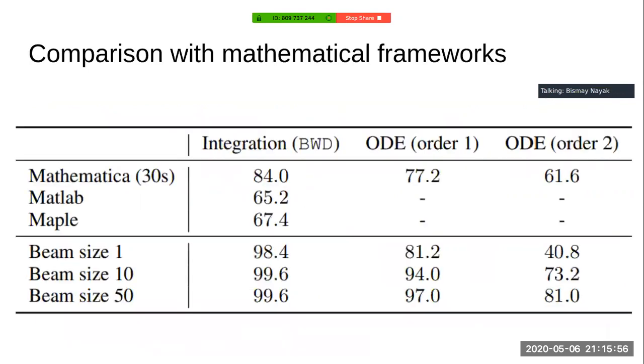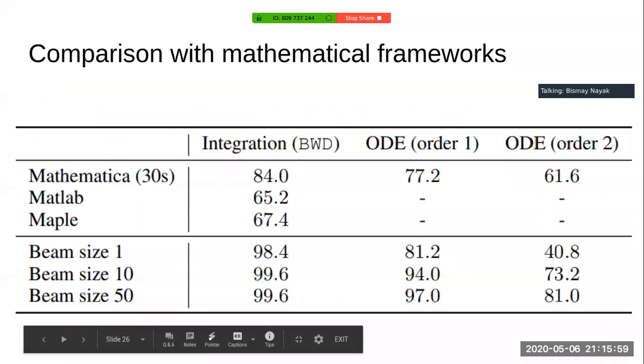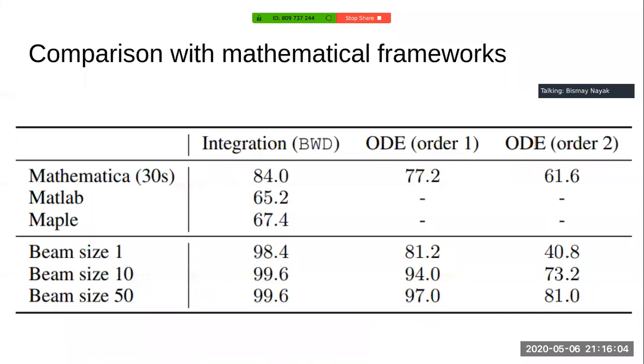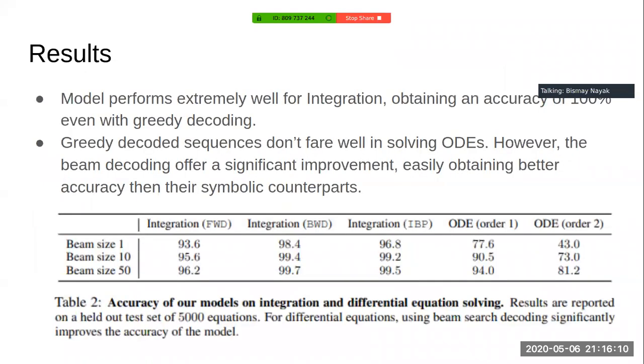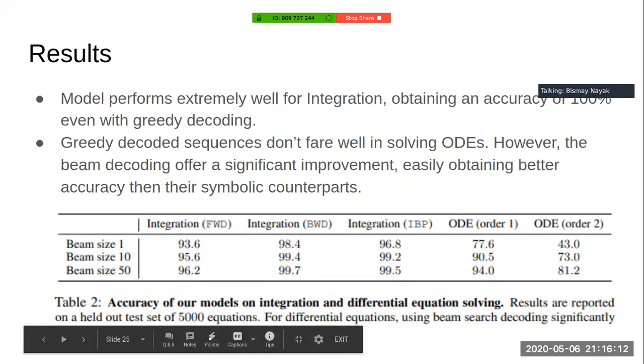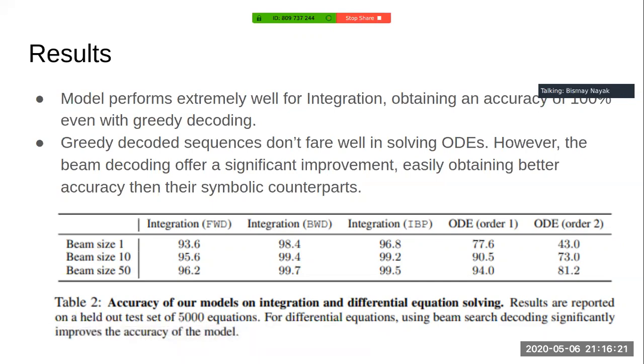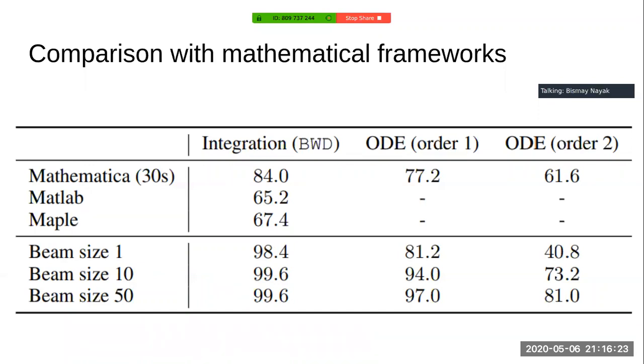You can see here how they compare against the existing frameworks that are currently being used. So Mathematica is... okay, so first of all, we don't compare against forward generated data sets, since this was generated using a symbolic framework, and they will always get 100% accuracy for this. But except for that, you can see here that for backward generated cases, Mathematica obtained accuracy of 84%.